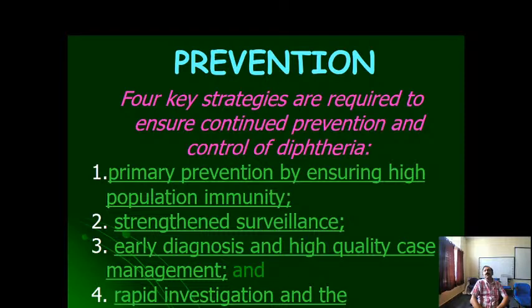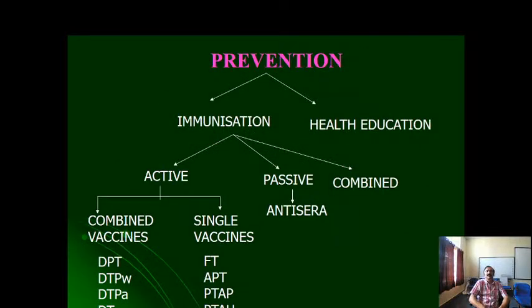Now, prevention. The 4 key strategies required for prevention and control of diphtheria are primary prevention by ensuring high population immunity, that is, herd immunity, strengthened surveillance, early diagnosis and high quality case management, and rapid investigation and management of close contacts. So what do we do as far as prevention is concerned?